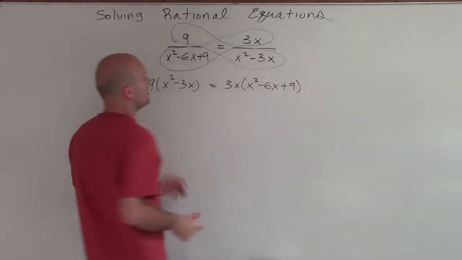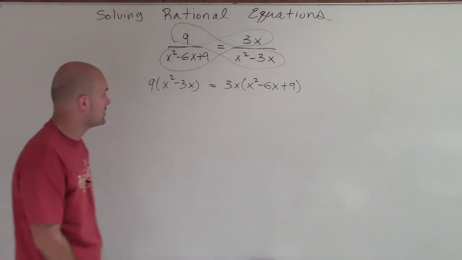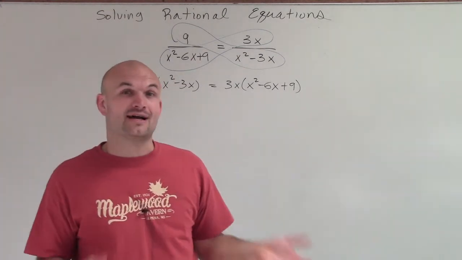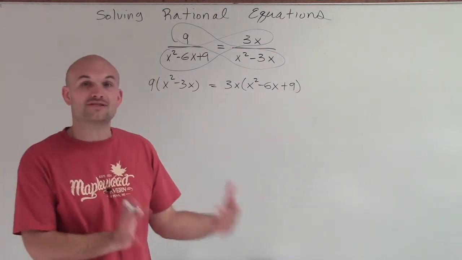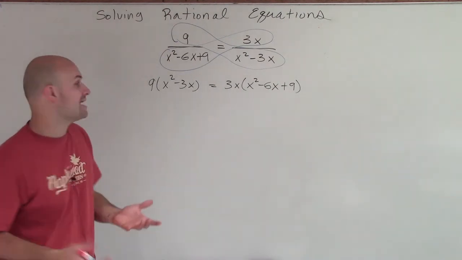plus 9. Now, you might say it'd be very obvious just to go and apply your distributive property. But I also notice I can factor these out, and I want to see if I can simplify it, because we always like to simplify when we're dealing with rational expressions and equations, to see if that might help us out at all.